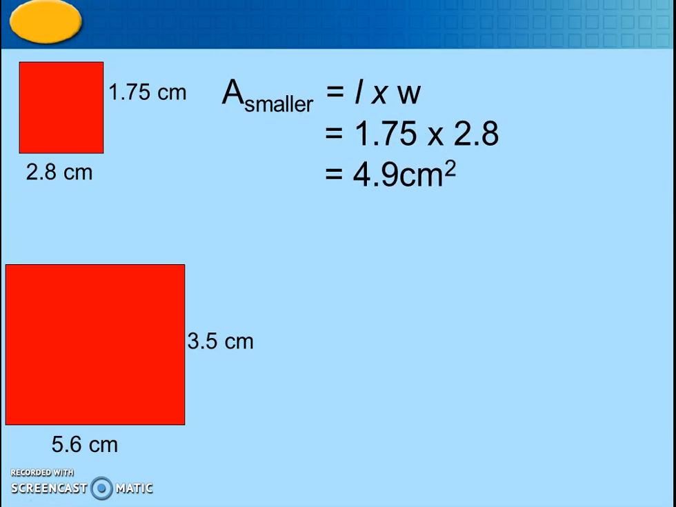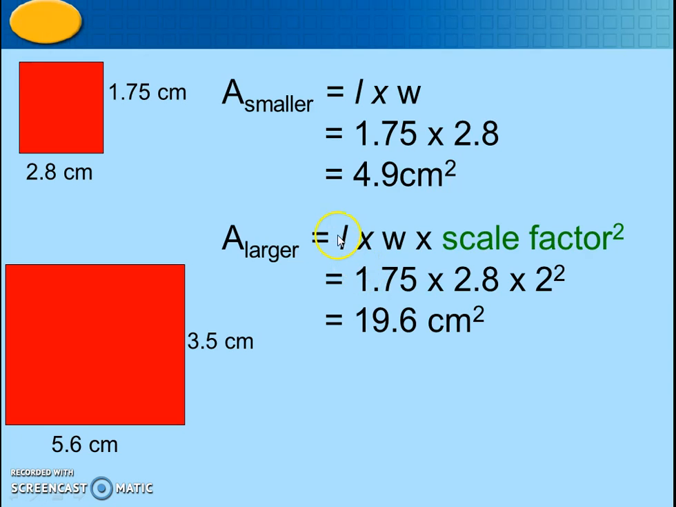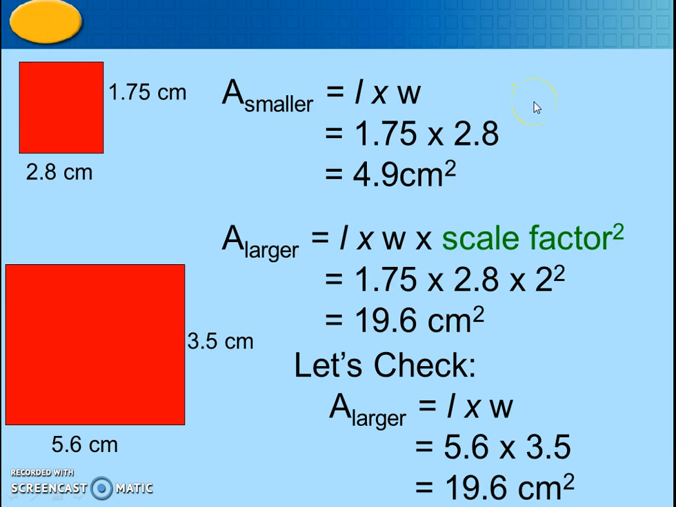So the area of the small shape is length times width, so we've got 1.75 times 2.8, which gives us 4.9 centimeters squared. So if we go length times width times our scale factor squared, we're going 1.75 times 2.8 times 2 to the power of 2, because our scale factor was 2, remember? And that equals 19.6. So let's check this. The area of the larger one is length times width, so 5.6 times 3.5, which gives us 19.6 centimeters squared, which is the same.